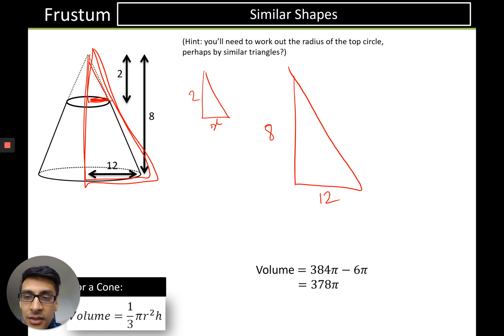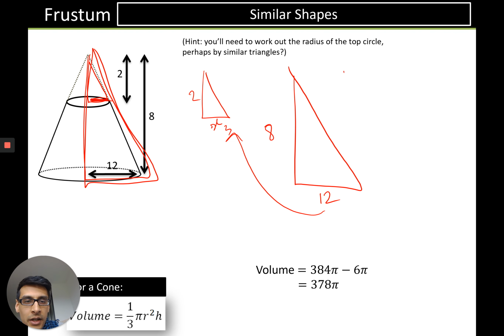Now, in this case, the scale factor k is really straightforward. You can see it's 4 times bigger or 4 times smaller, depending on which way you're going. So I can divide by 4. I know x is 3. And then from there, you use the formula.